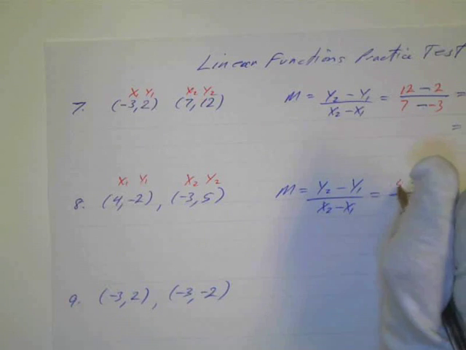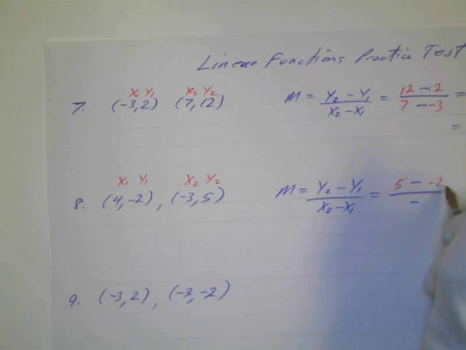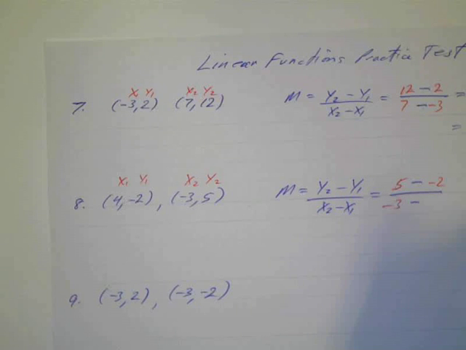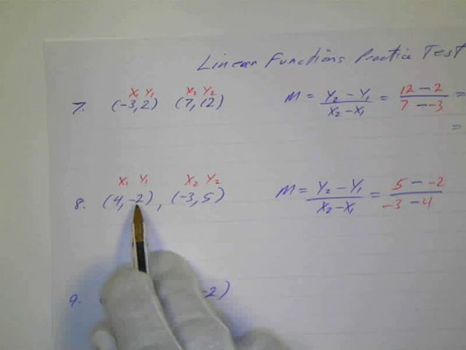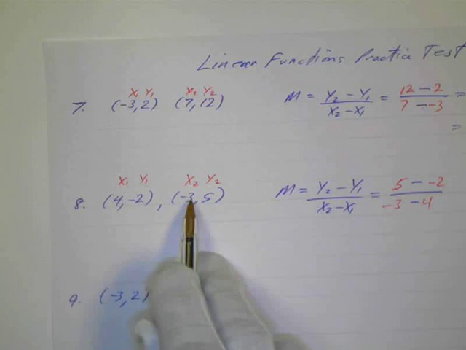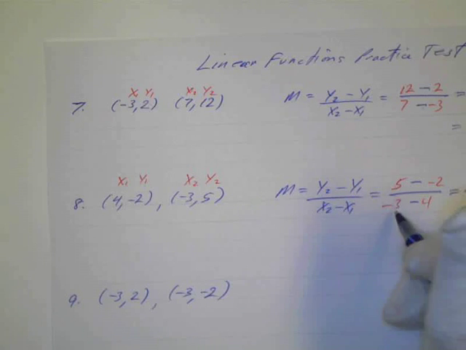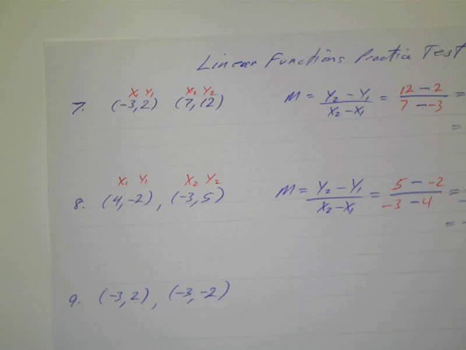y2 is 5. y1 is negative 2. So I got a negative in my data and a negative in my formula. And x2 is negative 3. And x1 is 4. So double check there. That looks right. y2 minus y1 all over x2 minus x1. And then I simplify. I get a double negative. So 5 plus 2 is 7. And negative 3 minus 4 is negative 7. So that's going to be equal to negative 1.